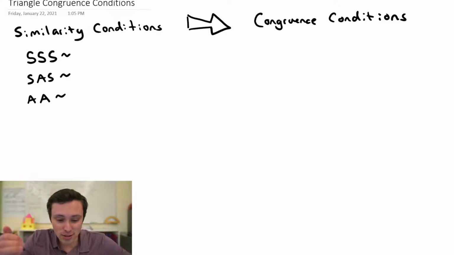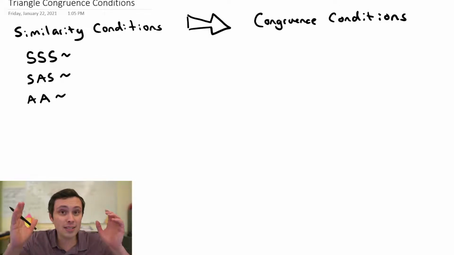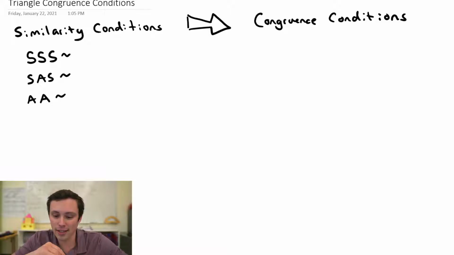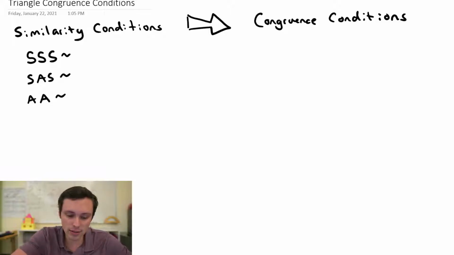All right, guys, so up here on the left, we've got these similarity conditions, side, side, side, and side, angle, side. We're going to quickly review what each of those is and then see if we can turn it into a congruence condition, a way to test if things are congruent or not. So let's remind ourselves what these things mean. Let's start out with side, side, side.